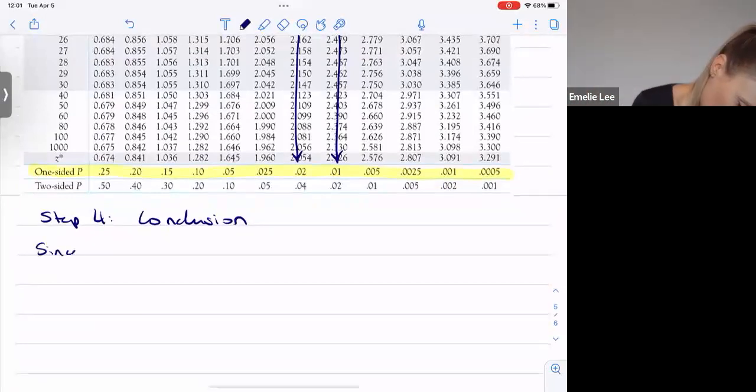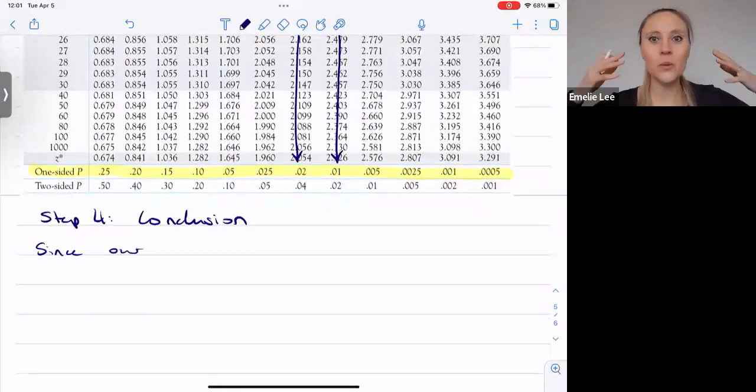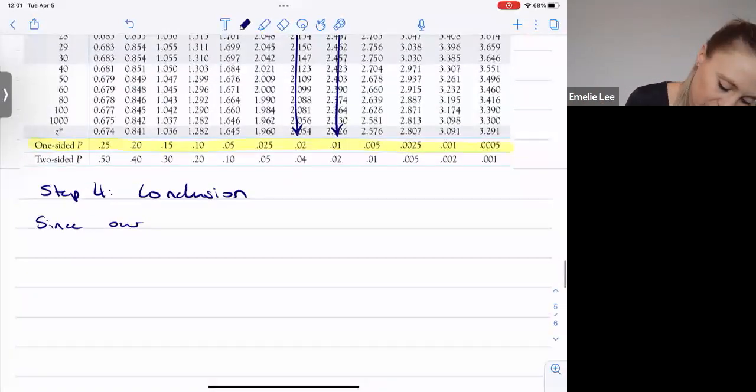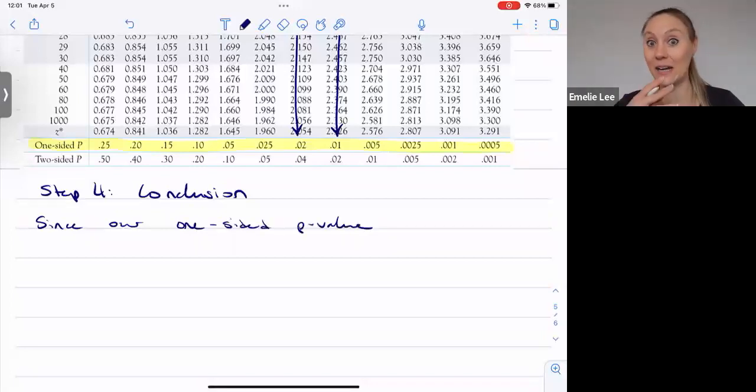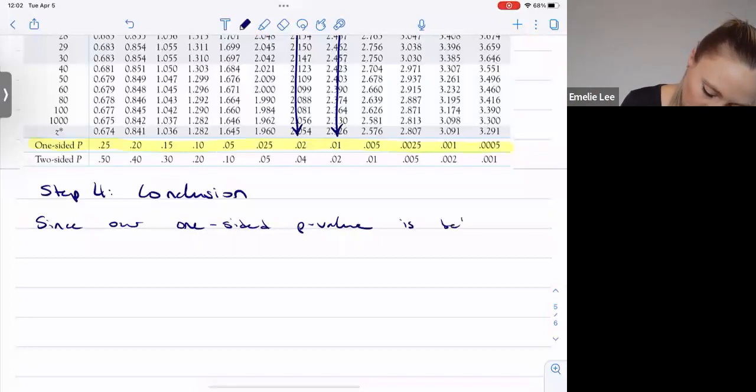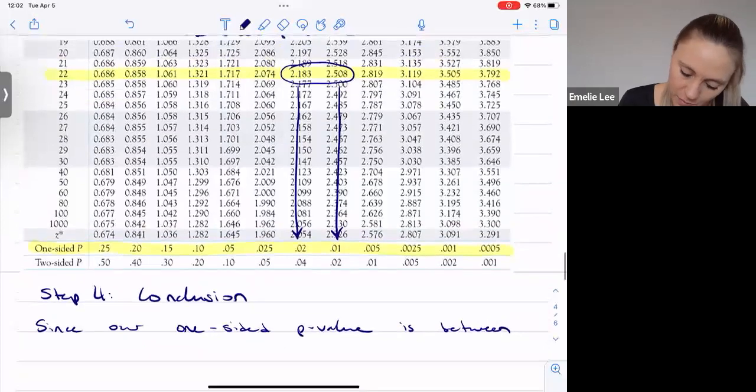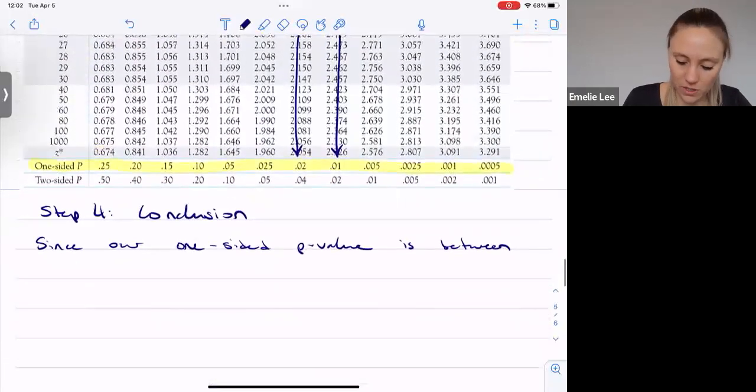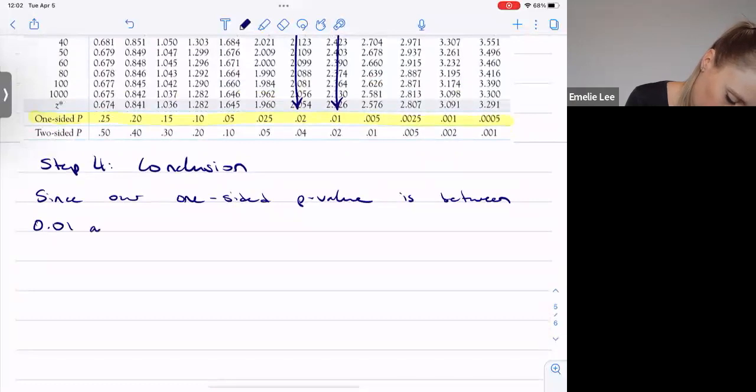So since, and notice how I always use the same conclusion structure here. So since our one-sided p-value, I highlight that I had a one-sided p-value, also kind of showing off everything that I know. So since our one-sided p-value is between 0.01 and 0.02, it is less than our assumed alpha level.